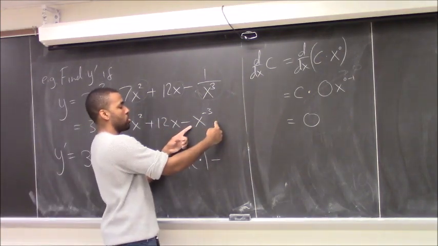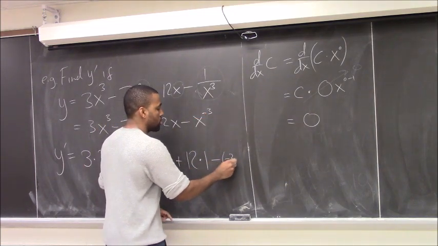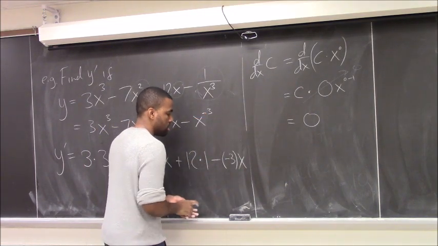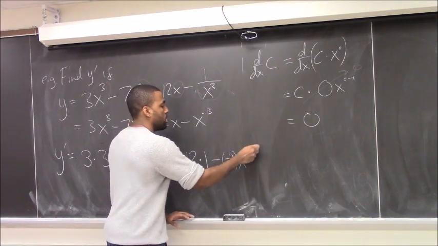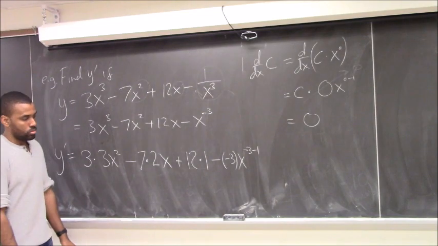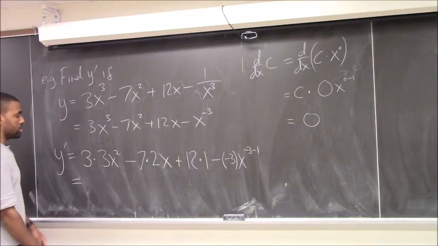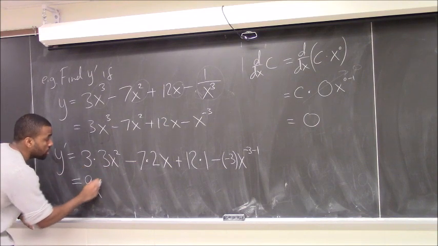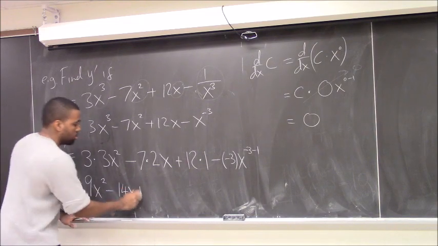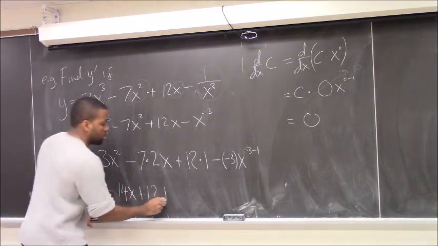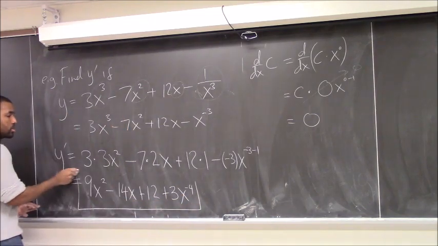Again, here do the power rule, right? So the minus 1 stays, bring the negative 3 down, and that's x to the minus 3 minus 1. And that's the derivative. Now I can just rewrite to simplify things a little bit. 3 times 3 is 9. 7 times 2 is 14. Plus 12. Plus 3x to the minus 4. And that would be the derivative.